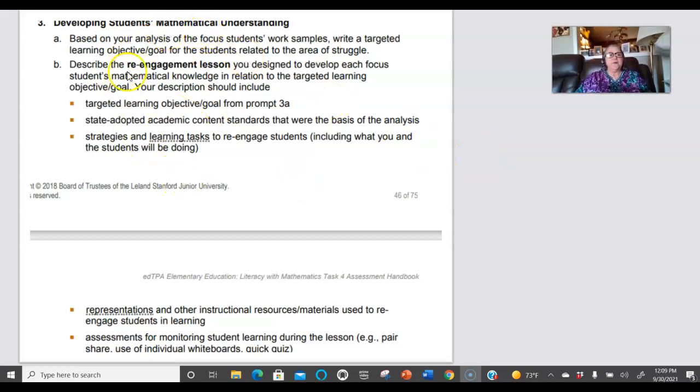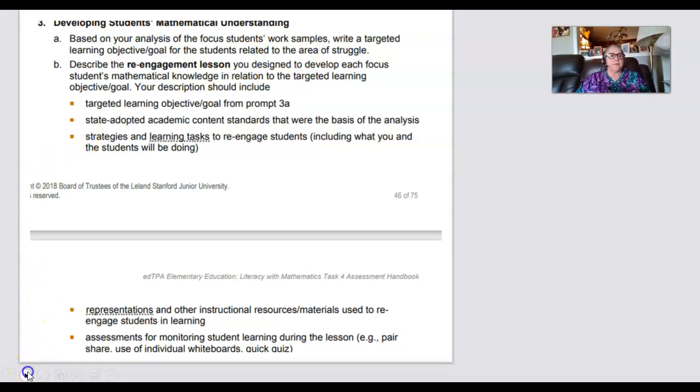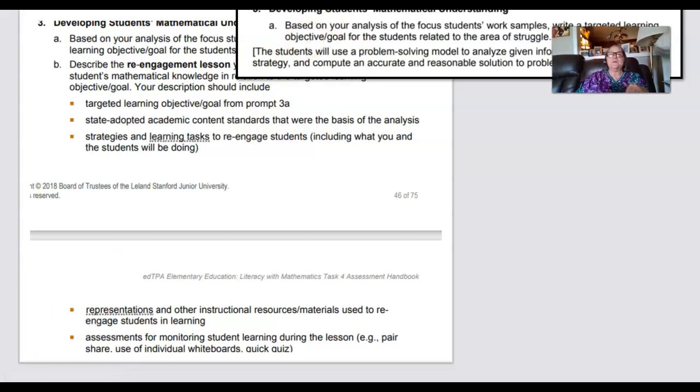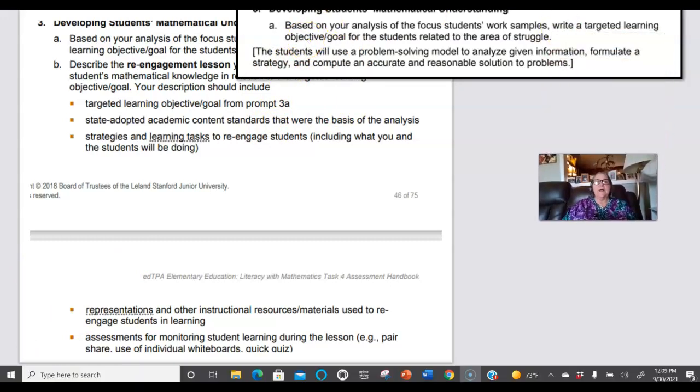So this is the question that you're going to be working on. Developing students' mathematical understanding. Based on your analysis, this is 3A, of the focus students' work sample, write a targeted learning objective or goal for the students related to the area of struggle. And this is the area of struggle that you talked about in the beginning of this task. And so you're just literally going to write an objective. You don't have to give any kind of explanation. You can see that Nikki just wrote an objective.